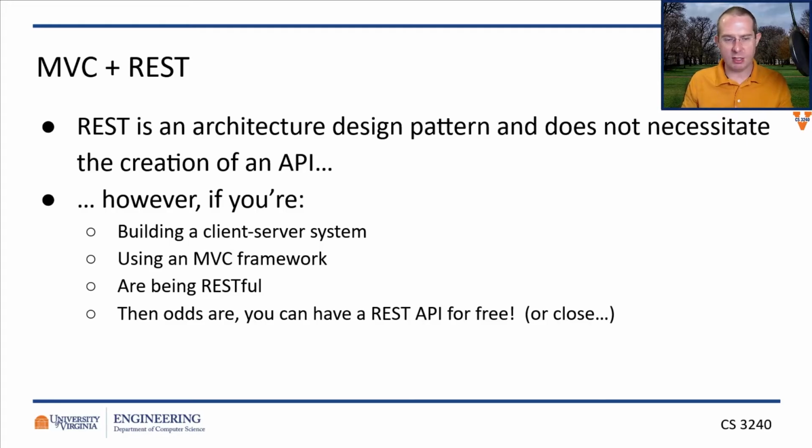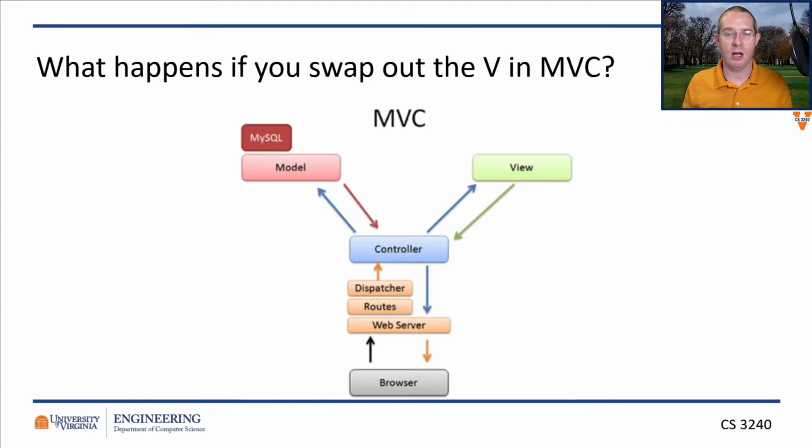If you're building something that's client server and you're using an MVC framework and you're being RESTful, then you probably are going to get a REST API almost for free. And honestly, for your projects, if you wanted to do this, it's not hard. You just change out your template for something that instead of outputting HTML is outputting JSON or XML. That's just a matter of changing your for loops to, instead of spitting out HTML tags, spit out semicolons and curly braces. It's not hard. That's what we mean by swapping out the V in MVC.